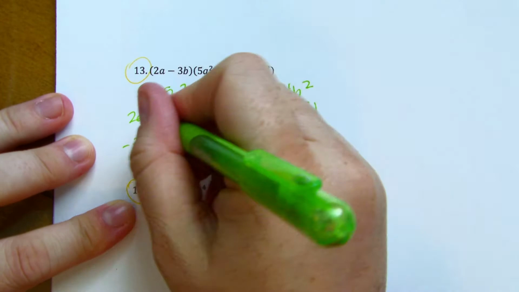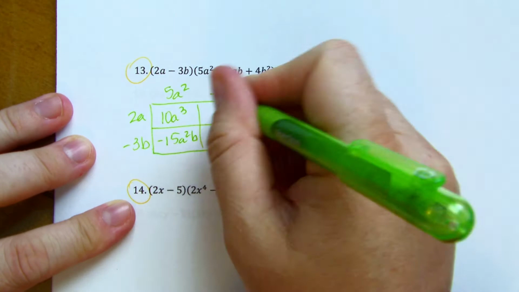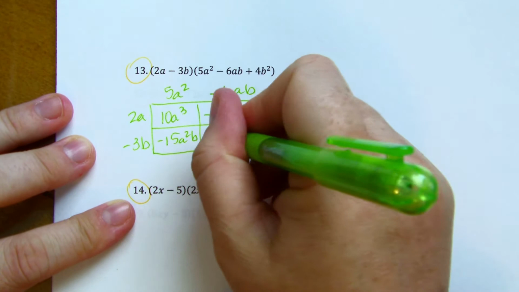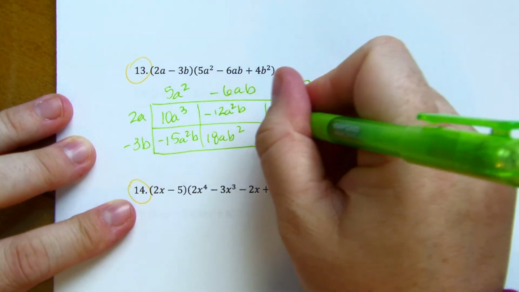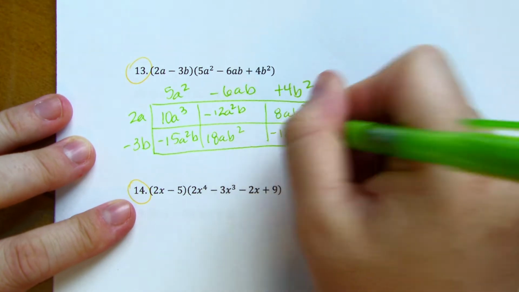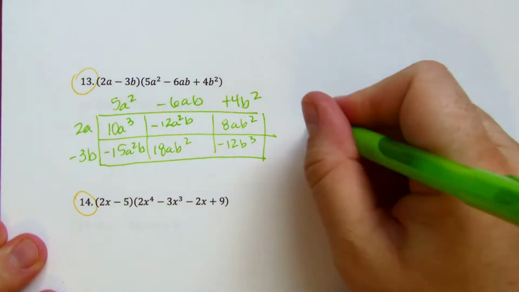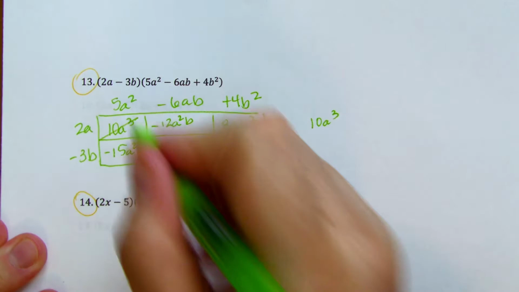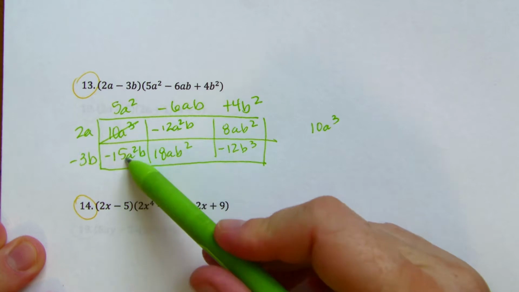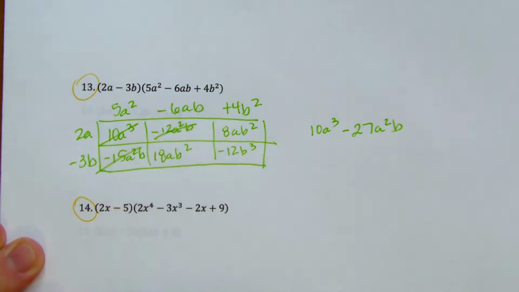And now I can multiply: 10a cubed, negative 15a squared b, and negative 12a squared b, and 18ab squared, and 8ab squared, and then negative 12b cubed. And so we're just, again, combining like terms. There are no other a cubes, so I have 10a cubed. And then I have a squared b. So these are like terms. Negative 15 and negative 12 is negative 27a squared b, and we used both of those.